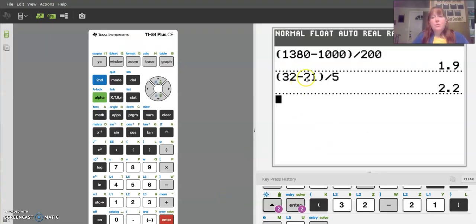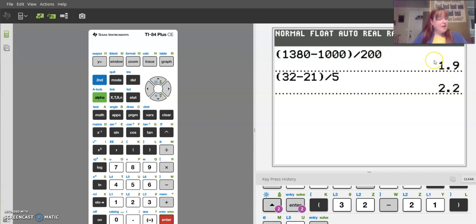I want to point out, when you're putting this into a calculator, make sure that you put parentheses around the top, because remember, order of operations tells us to divide first. So if you don't put parentheses around the top, it's going to divide these and then it's going to subtract from here, okay? So make sure you do everything on the top and then divide it by the bottom. So we have a z-score of 1.9 and 2.2.